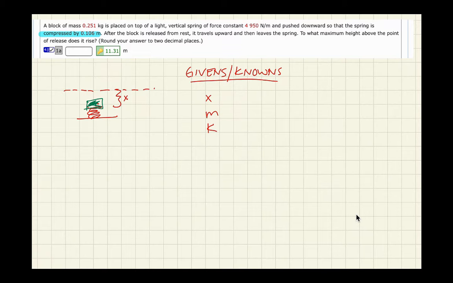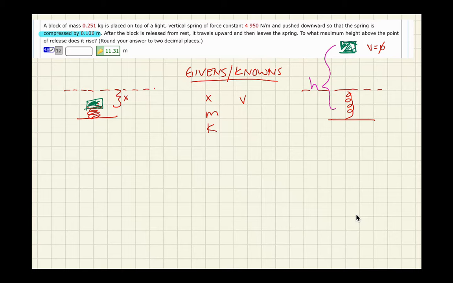And then in the end situation here, my spring is not going to be compressed anymore. My spring is now released, but my block is now at some maximum height. And one thing that's important to note is that at that maximum height, the velocity of the block is going to be equal to 0. So I know the final velocity of the block as well at the highest point. And what I'm asked to solve for here is this value, this h final.